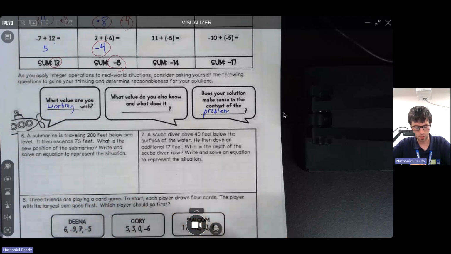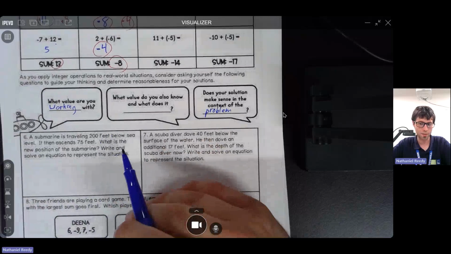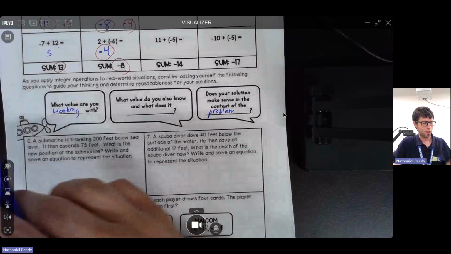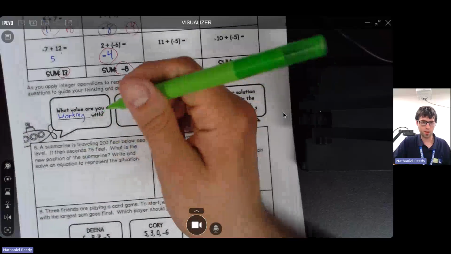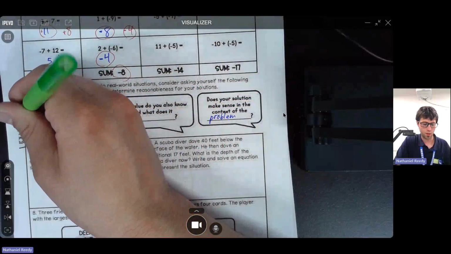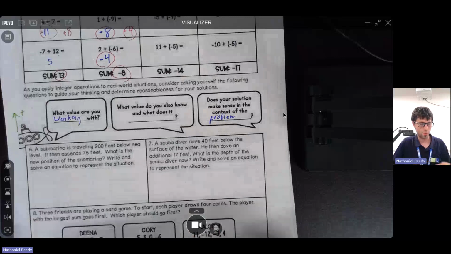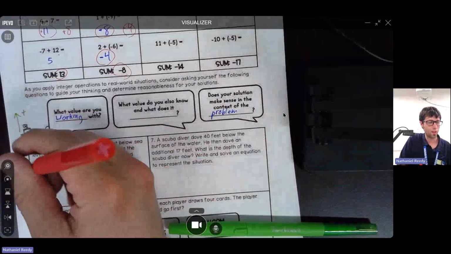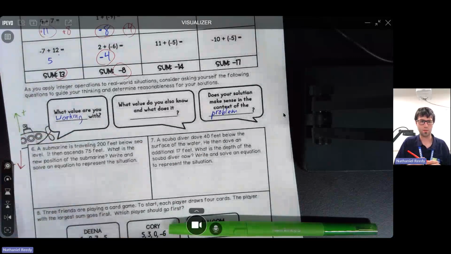So, okay, let's think about what's going to be positive and negative. We have a submarine, right? And here's a nice picture of a submarine. For the sake of simplicity, let's just say that anytime the boat is going up, it's moving in a positive direction. And anytime the boat is moving down, it's moving in a negative direction.